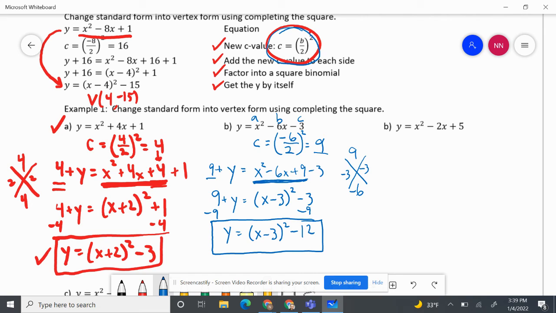Let's look at one more. When we're looking at this, once again, our first step is to come up with a new c value, and we're doing it based off of our b value. So c equals, we take our b value, divide it by 2, and square it. Negative 2 divided by 2 is negative 1. Squared gives us a 1. So we add the 1 on both sides of the equation.